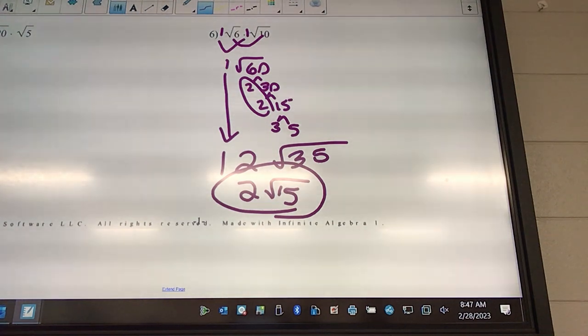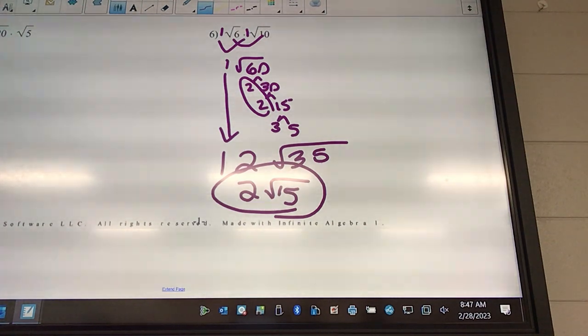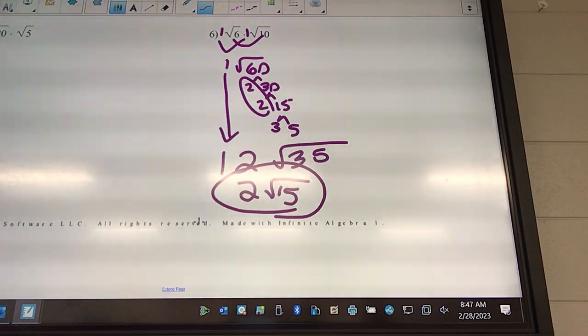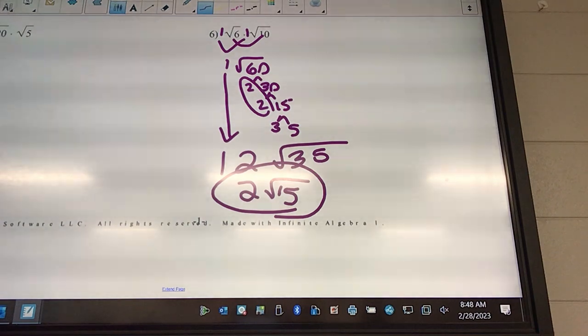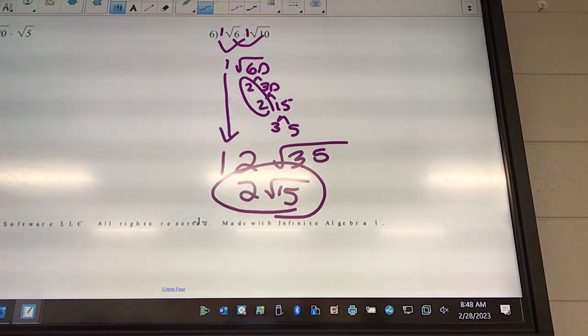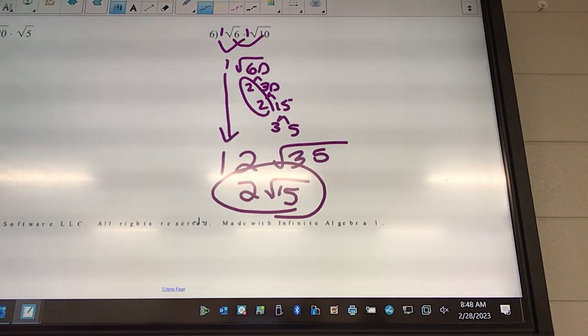Okay, so the 1 does not change anything. If you took that 1 away, you're still going to get a 2 on the outside. However, it does kind of help you when you go to do the ones with parentheses. Okay, you're going to multiply the insides, multiply the outsides.